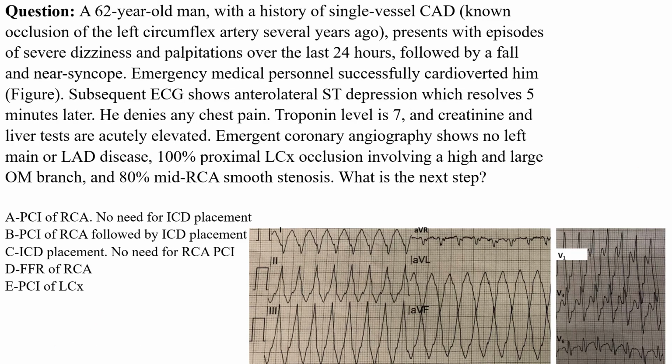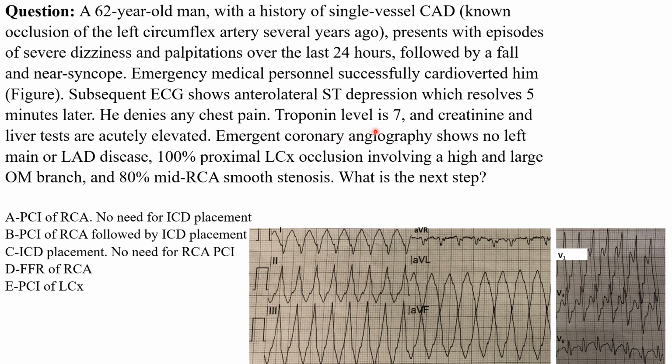Next question, a 62-year-old man with a history of single vessel CAD, a known occlusion of the left circumflex artery several years ago, presents with episodes of severe dizziness and palpitations over the last 24 hours, followed by a fall and near syncope. Emergency medical personnel successfully cardioverted him, as you can see in the figure. Subsequent ECG shows anterolateral ST depression, which resolves 5 minutes later. He denies any chest pain.